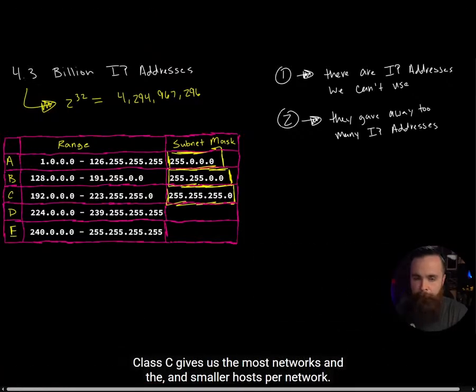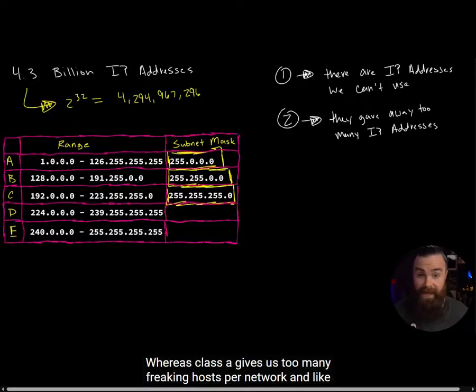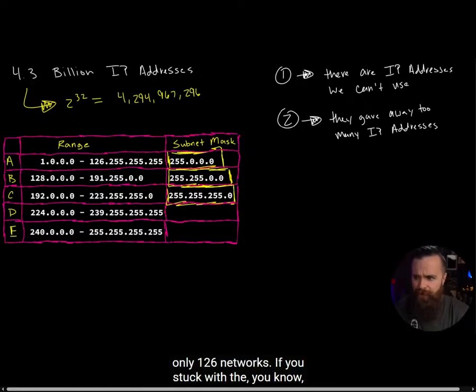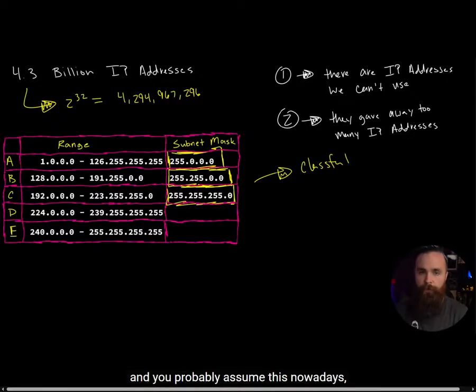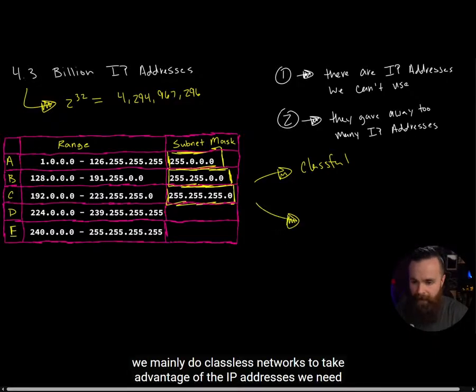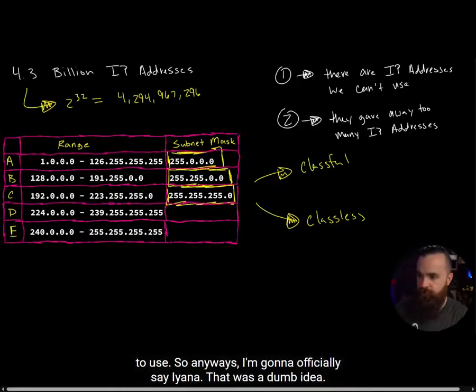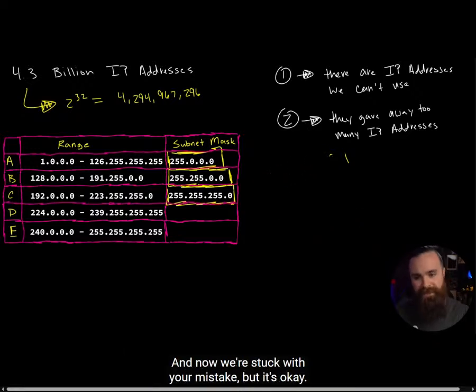Class C gives us the most networks and smaller hosts per network, whereas Class A gives us too many hosts per network and only 126 networks if you stuck with classful networks. But of course, and you probably assume this, nowadays we mainly do classless networks to take advantage of the IP addresses we need to use. So anyways, I'm gonna officially say, IANA, that was a dumb idea. And now we're stuck with your mistake.